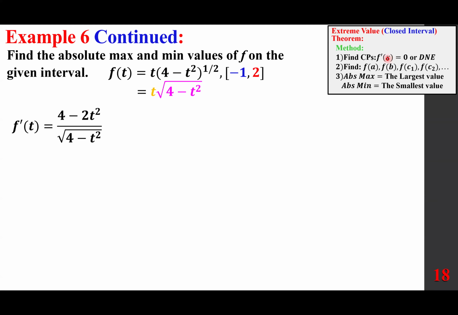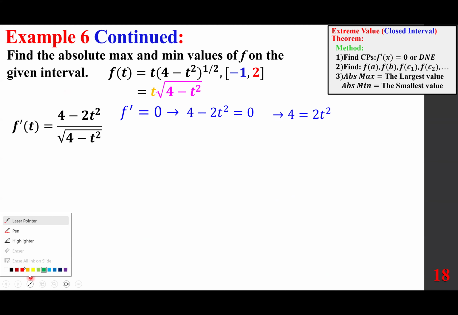F prime is 0. A fraction is 0 if the numerator is 0. So 4 minus 2t squared is 0. 4 equals 2t squared. T squared equals 2. T is plus or minus square root of 2.